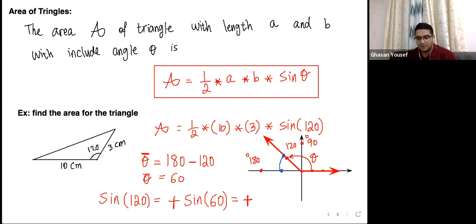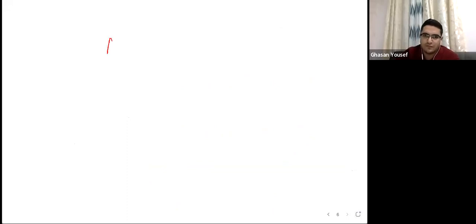What's the sine of 60 from the table? The square root of 3 over 2. Now we go back to find, instead, the sine of 120. So the area equals exactly the square root of 3 over 2. This is correct here.